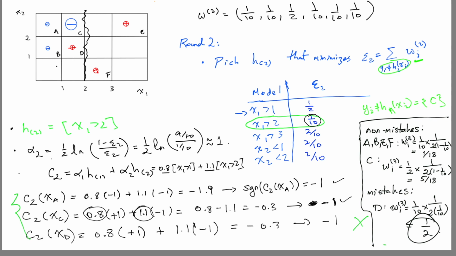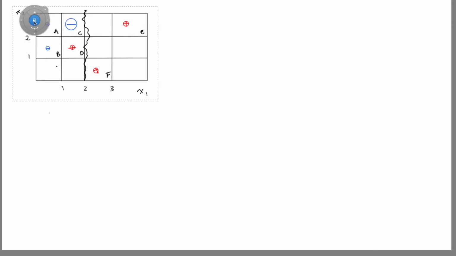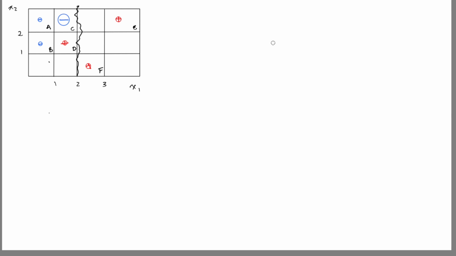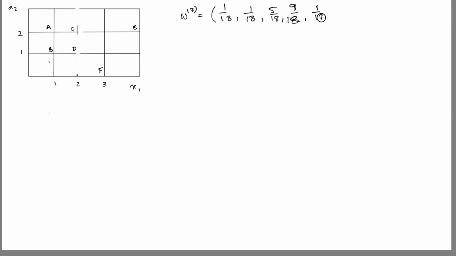All right, so let me copy this. And let me erase all these so we can reuse the figure. I shouldn't have left the boundary on this. Okay, so let me first write down the vector w3. So this is going to be 1 over 18, 1 over 18, 5 over 18, 1 over 2, which is, let me just write that as 9 over 18, so we can keep everything consistent, 1 over 18, 1 over 18.